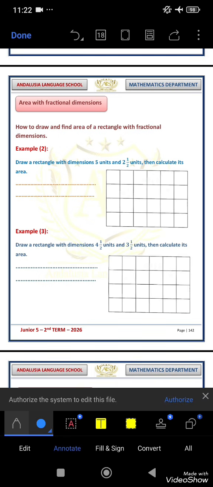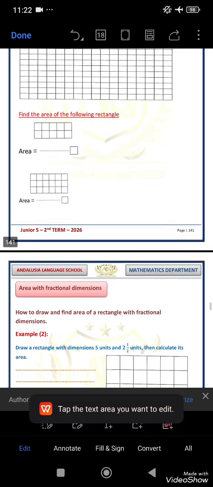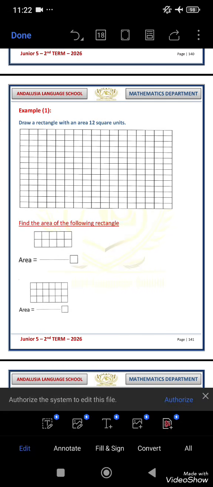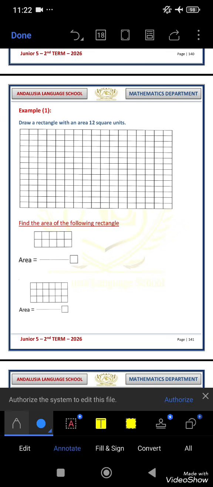And you know how to multiply a whole number and a fraction, or a whole number and a mixed number. Okay, let's see how we will solve each example. Here, page 141. Let's start with the second question, then we will solve the first one. First, find the area of the following rectangle. Here I see squares and the number of squares, so you can count them to find the area.